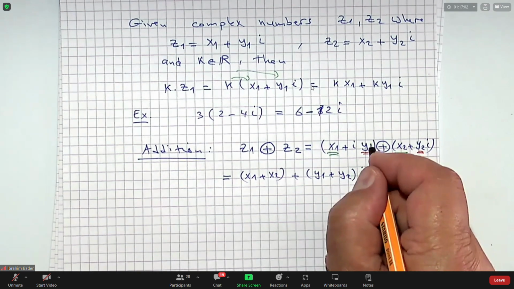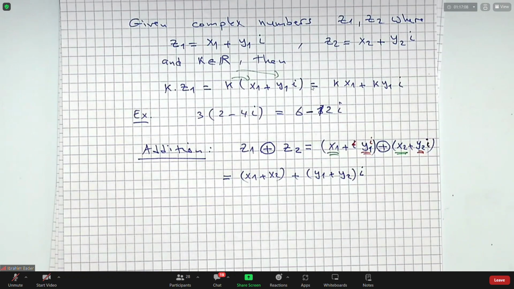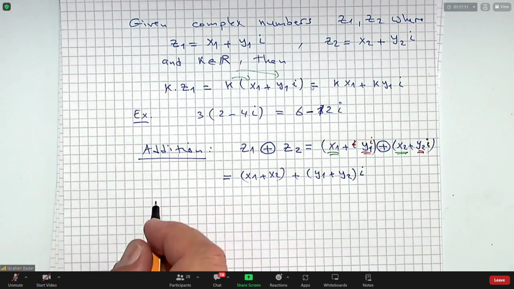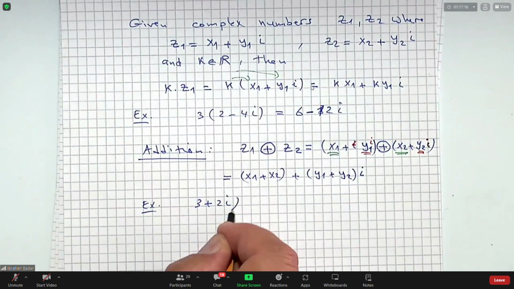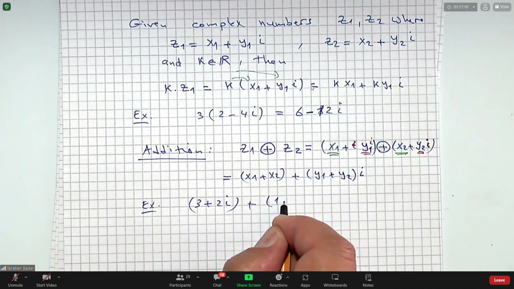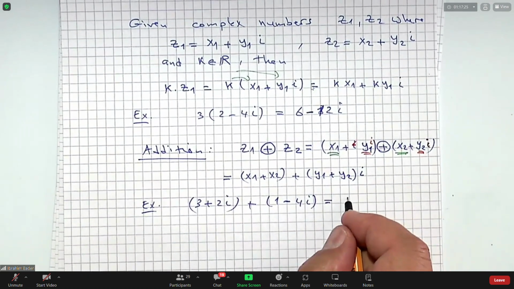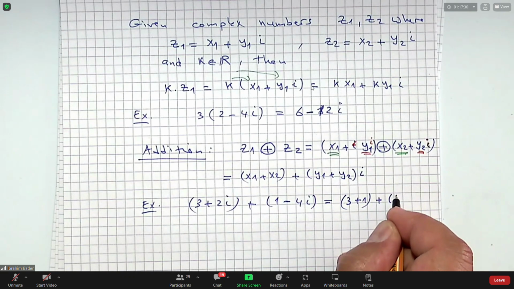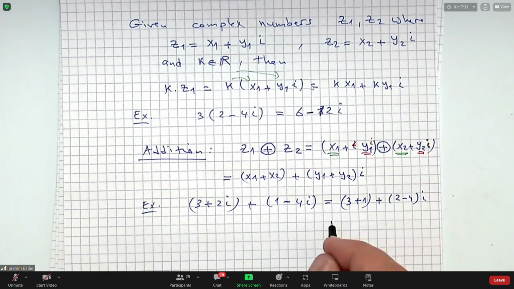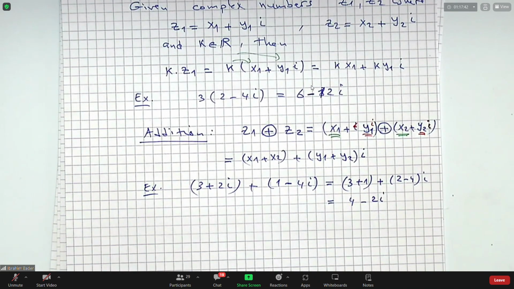Sorry, I hope it's not confusing. Here you have the I, here you have the I. Okay, so let's take an example here as well. If you have 3 plus 2I plus 1 plus 2 minus 4I, you ultimately have 4 minus 2I. So component wise.